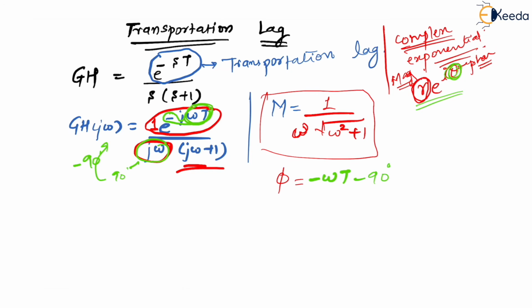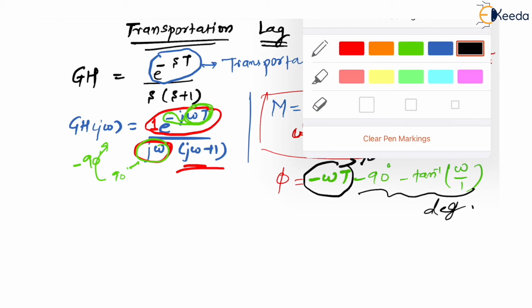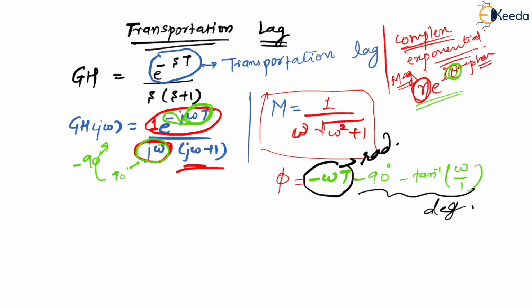Again, for j omega plus 1, it is minus tan inverse of imaginary upon real, so it becomes omega by 1, or omega. Is that correct? No. Why? Because these are all in degrees, whereas this one is in radians. So I need to convert it from radians to degrees. In order to convert it, let me write down the expression for phi again.